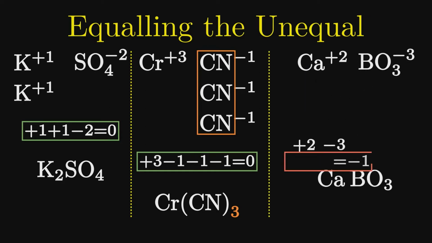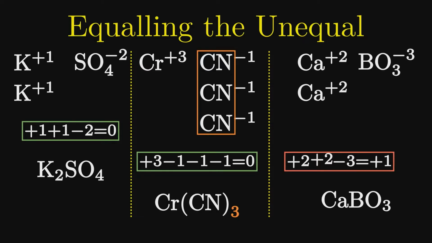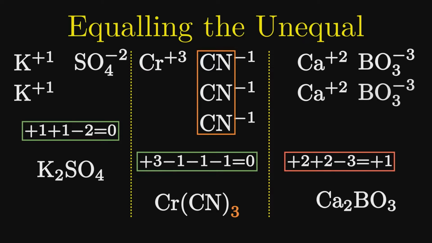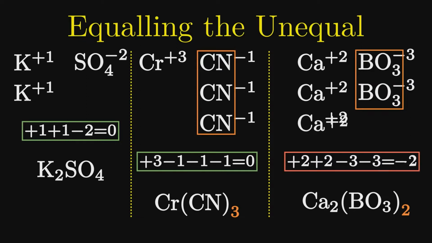With calcium and borate, the charge starts out as -1. Add another calcium and it's +1. Another borate is needed, which means BO3 goes in parentheses. And finally, a third calcium brings the charge to 0, which gets us to the correct formula.